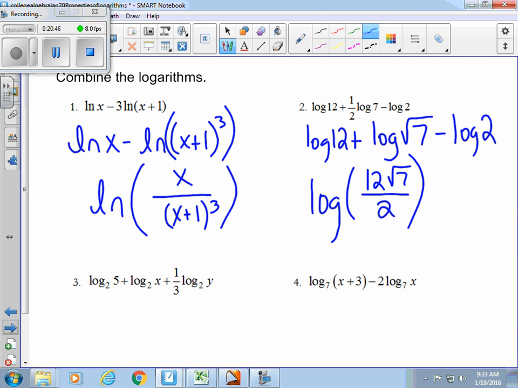You can, or you can just leave it as square root of 7. Just leave it as it says. What I would do is divide the 12 by the 2. So this is log of 6 radical 7. And I would just leave it there.